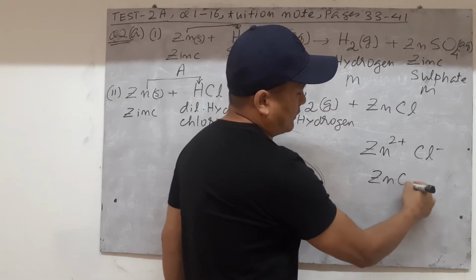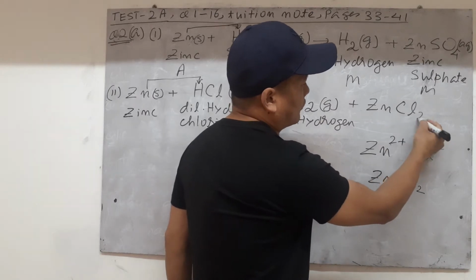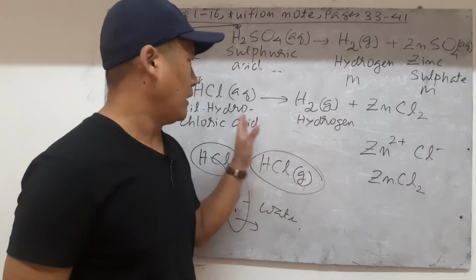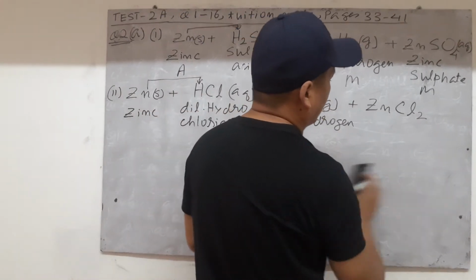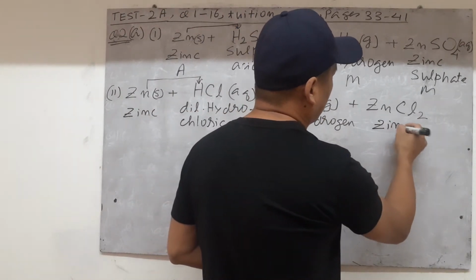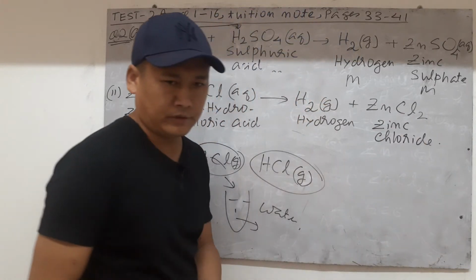So the formula will turn out to be 1 go down, no need to write, 2 at the back of Cl. So 2 should be here. So correct the formula after you write the symbols. So that's the correct formula for zinc chloride. Then you write the name below it, zinc chloride. So this is the skeletal equation.